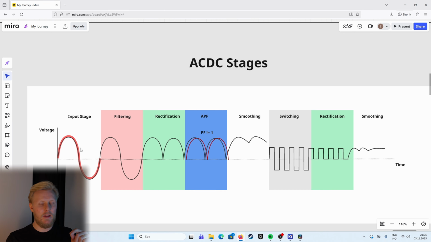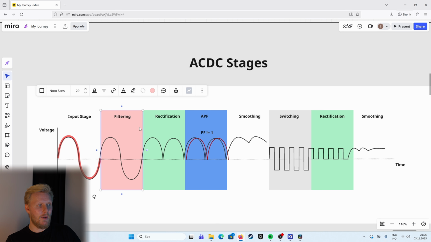So in the case where you're plugging in a device to the wall socket, so in the case of a universal input, you get an AC signal. I've illustrated this with a black signal. And the red part is noise. So that's something that you can expect plugging your appliances into the wall socket. You can expect some noise.